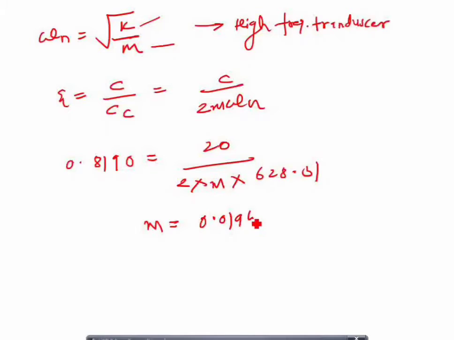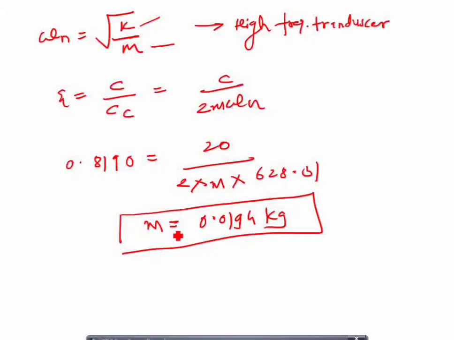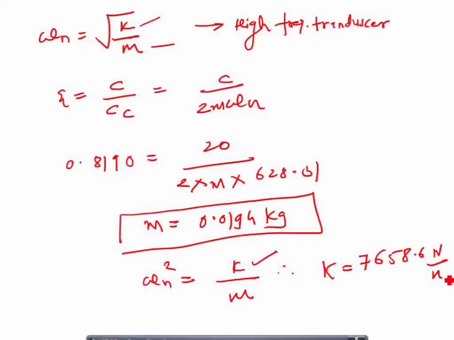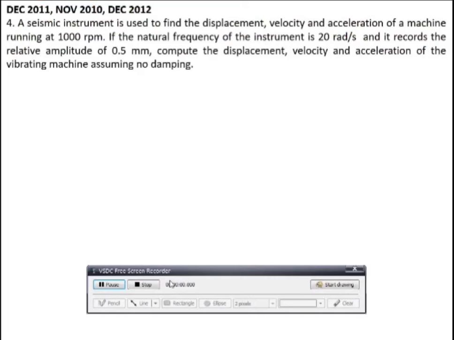So from this you are getting a mass which would be very less practically. The mass of an accelerometer is very less. That is 0.0194 kg. And once you got this, omega n square is equal to k upon m. So from this I am getting k. m is 0.0194, omega n is 628.31. So I am getting k as 76 pi 8.6 Newton per meter. So I hope you have understood how to solve the problems on vibrometer.